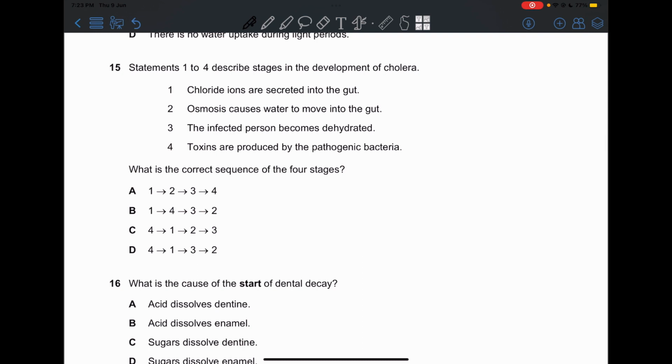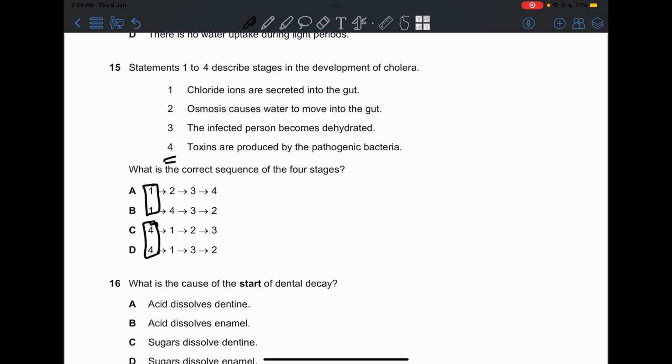15. Statements 1 to 4 describe stages in the development of cholera. What is the correct sequence of the 4 stages? Now, let's see if 1 or 4 will be our beginning. So over here, 1 says chloride ions are secreted into the gut. 4 says toxins are produced by the pathogenic bacteria. Now, of course, we're going to be starting off with 4 because chloride ions are a result of the toxins being produced actually, and chloride ions are not going to be secreted out of nowhere. There has to be something stimulating it.